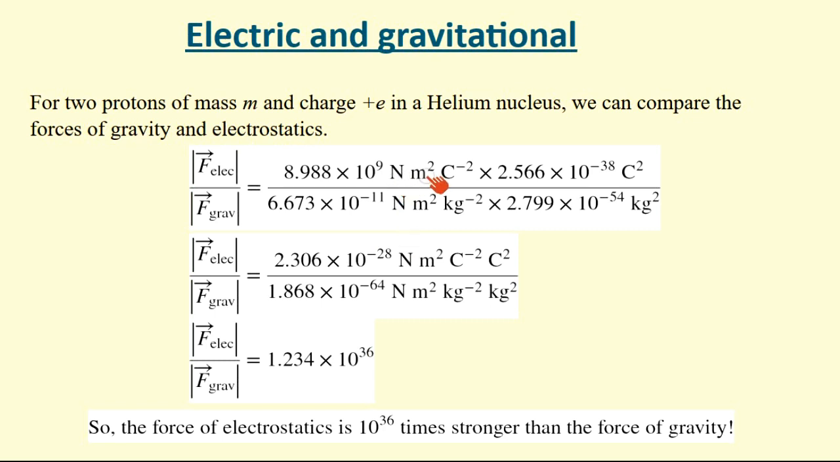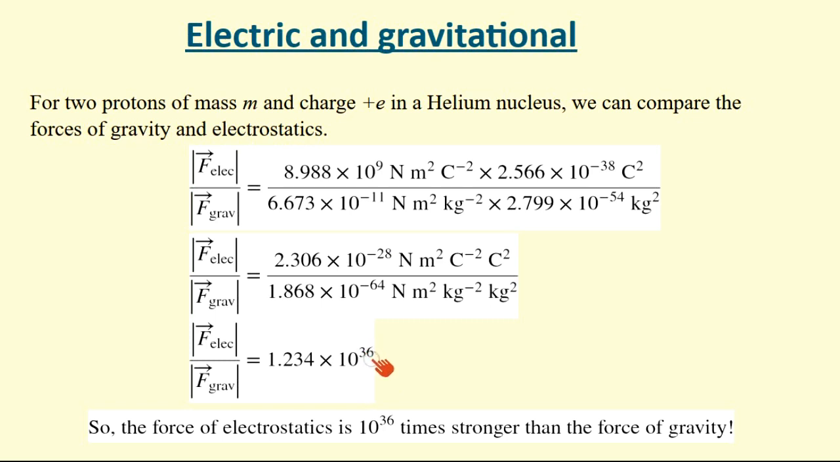You then have newton meter squared per coulomb squared, and this is coulomb squared here, so these terms will disappear. Again, kilogram to minus 2 times kilogram squared. These two terms will disappear, and the newtons, top and bottom, will disappear. You'll end up, as expected, when you divide two identical identities, the units will drop out. And that's the actual numerical value.